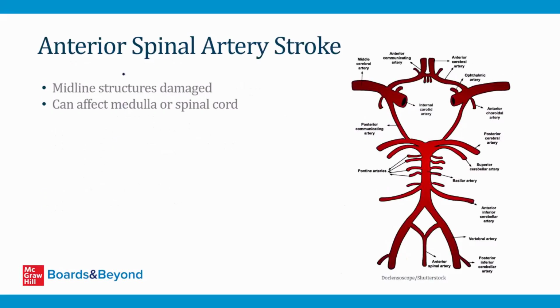Okay, the last vessel we're going to talk about in this video is the anterior spinal artery. If you look at our diagram, which we saw in the beginning of this video, this is the anterior spinal artery here. It receives blood flow from both vertebral arteries. It's a midline structure, so when you have ischemia of this vessel, midline structures get affected. And depending upon which portion of the anterior spinal artery has ischemia, you can see clinical features related to the medulla in the brainstem or in the spinal cord.